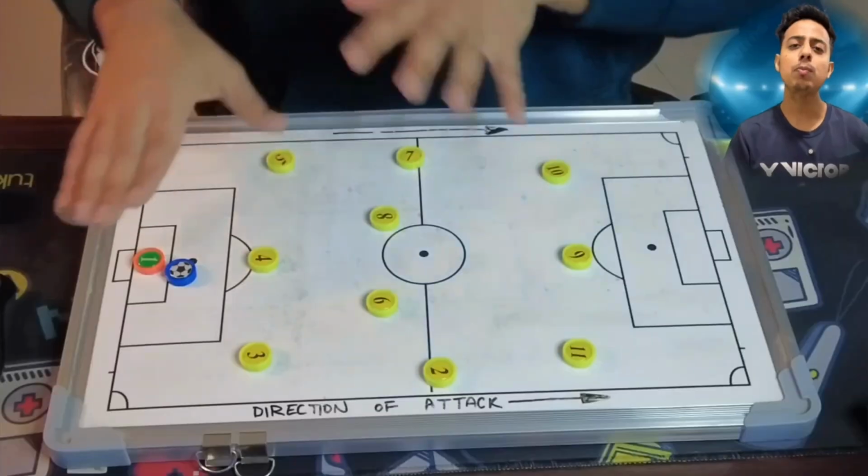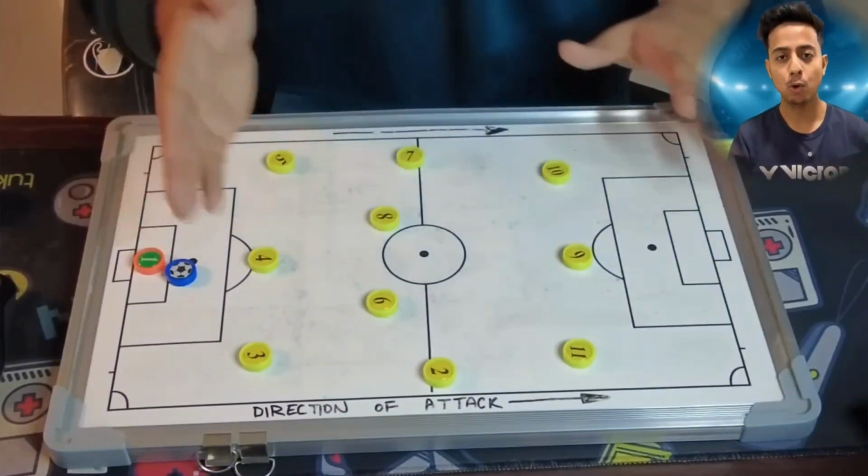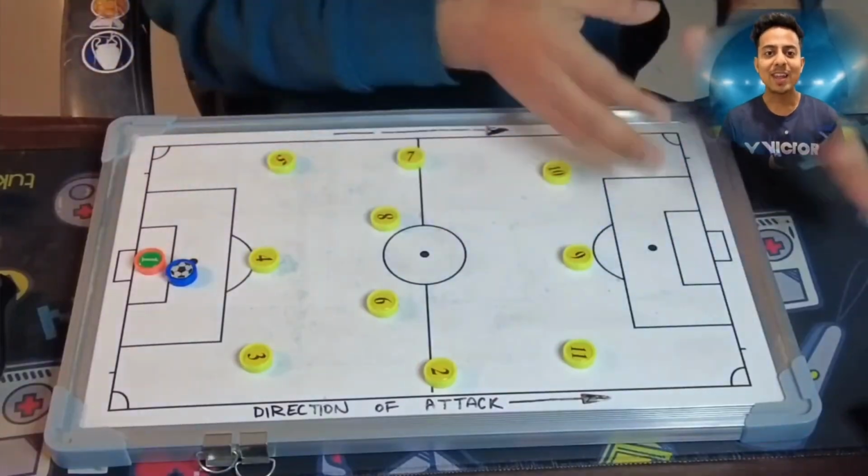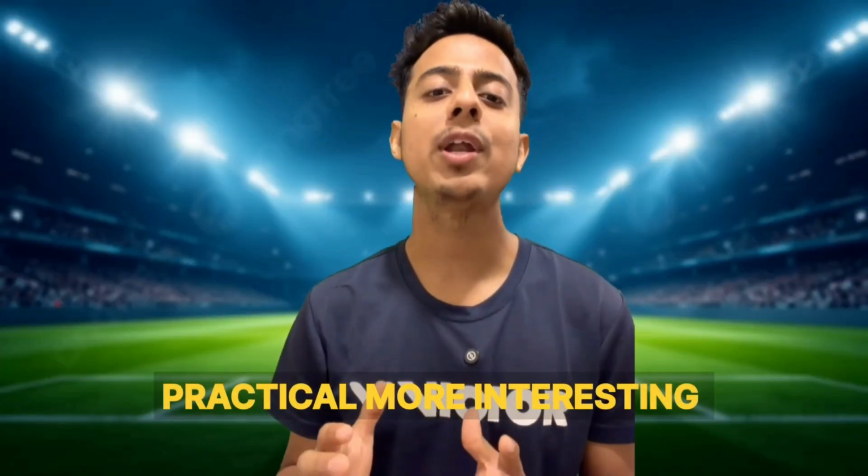But why is this rule there? Because without this rule, players would just stand near the goal all the time and wait for an easy pass. So the offside rule makes football fair, smart, practical, and more interesting.